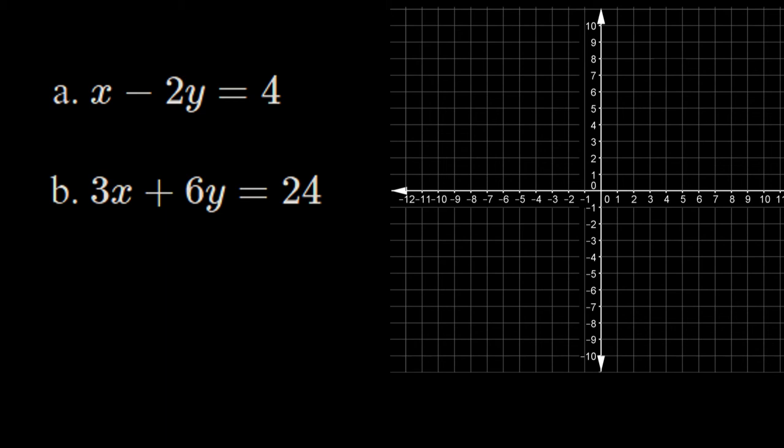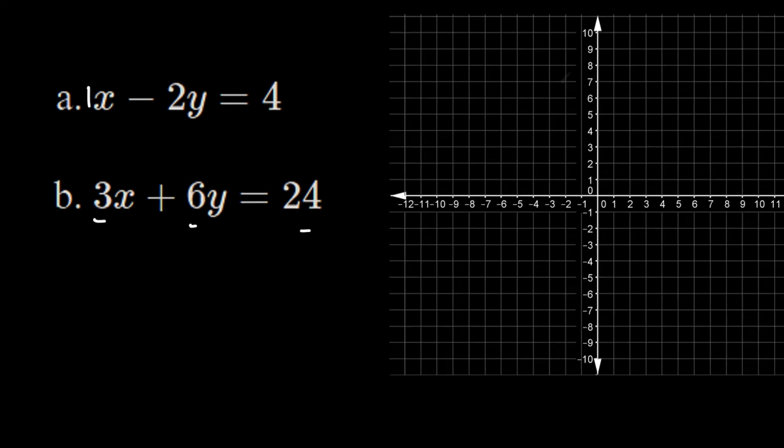They have all integer coefficients. This is a positive 1, minus 1x minus 2y equals 4. This one also has integers, a 3, 6, and a 24. I can transform these equations into slope-intercept form if I wanted to and use those, but I'm just going to go ahead and figure out the intercepts.